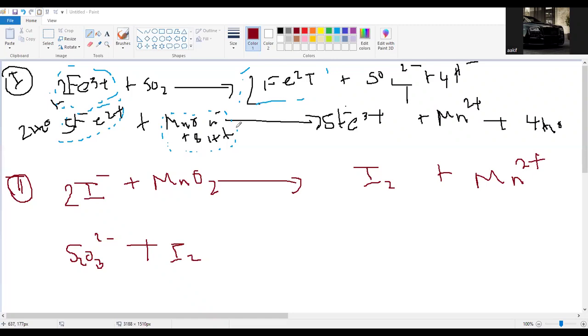So I am discussing the redox question. Okay, inorganic redox question. So take out the question with you.